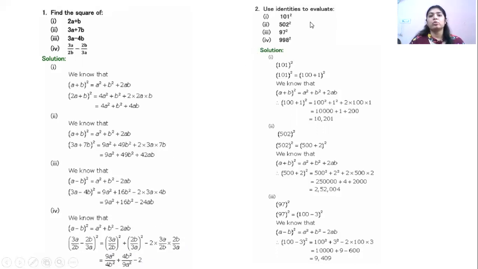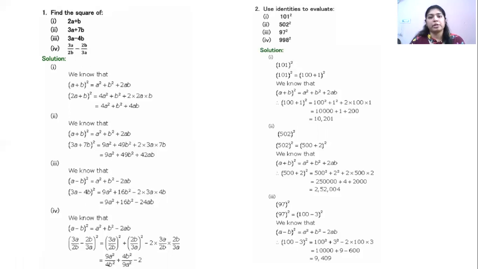See, question number 2 demands that we use identities to evaluate 101 square. Otherwise, it is easy for you. You just multiply 101 with 101 and you can find the answer. But here, this is the condition: we have to use identities.